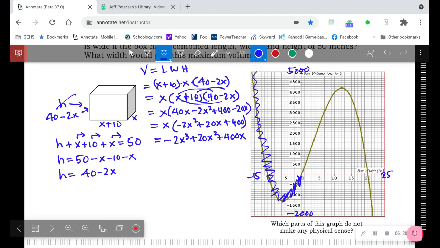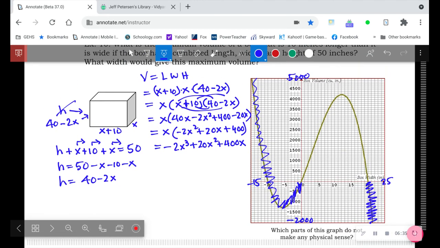The same argument can be applied in the up and down direction since that represents volume. And if you're below the x-axis here, you've got a y value that's negative, and that's impossible in this context. Okay, so it's only that center part, looks like a big camel's hump, that we care about, and we're trying to find the maximum height there, the maximum volume. So we've got to find the top of that thing.